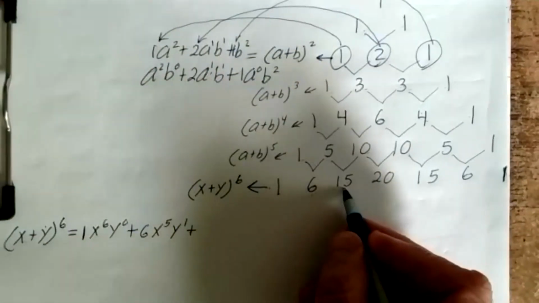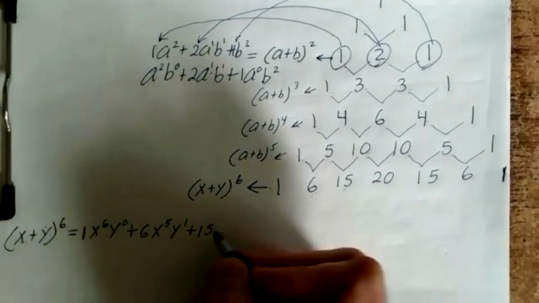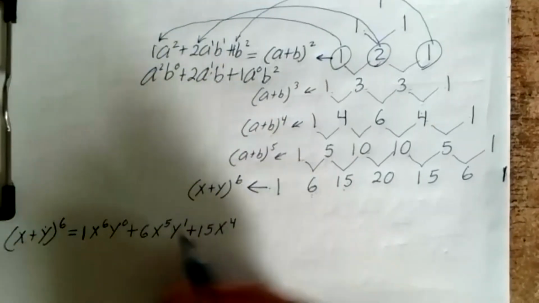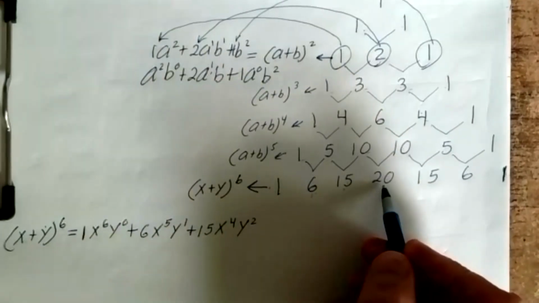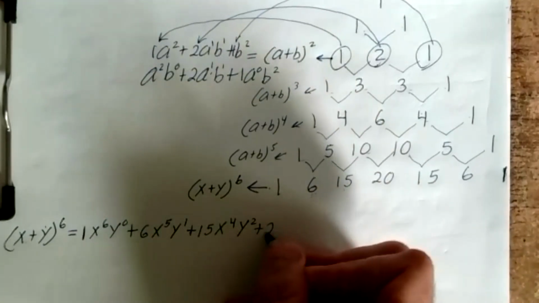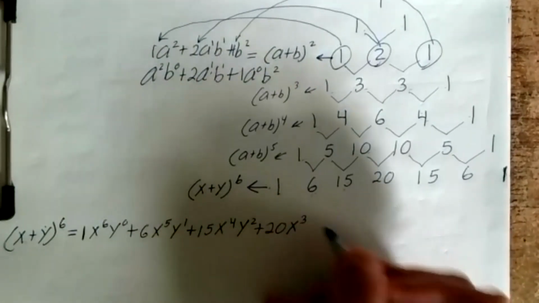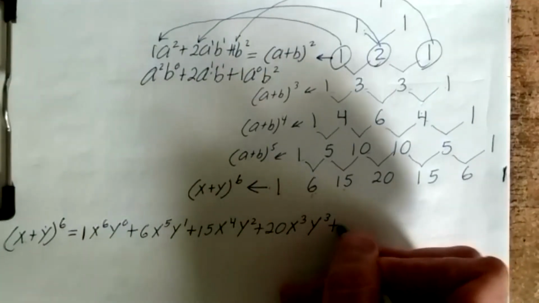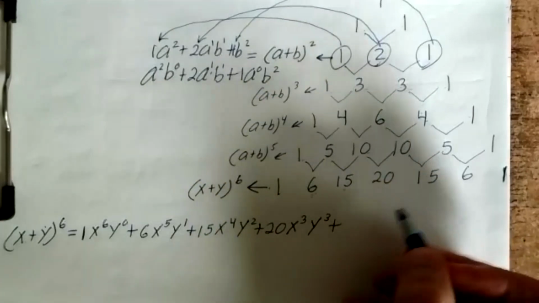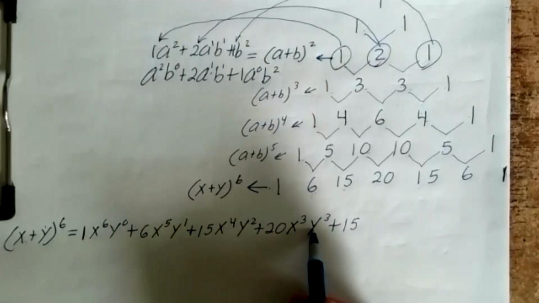Plus, the next coefficient is 15. Plus 15 times x's power decreases by 1 down to x to the 4th. y's power increases by 1 up to y squared. Plus 20, the next coefficient is 20. x's power decreases by 1 down to x cubed. y's power increases by 1 to y cubed. Plus, the next coefficient is 15. x's power is down to x squared. y's power is up to y to the 4th.